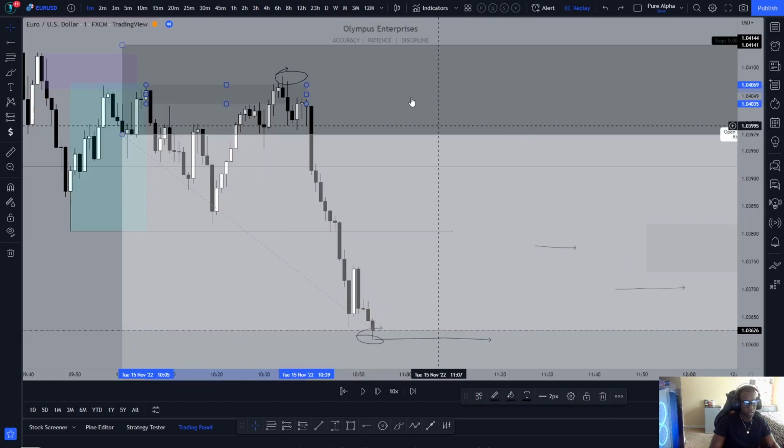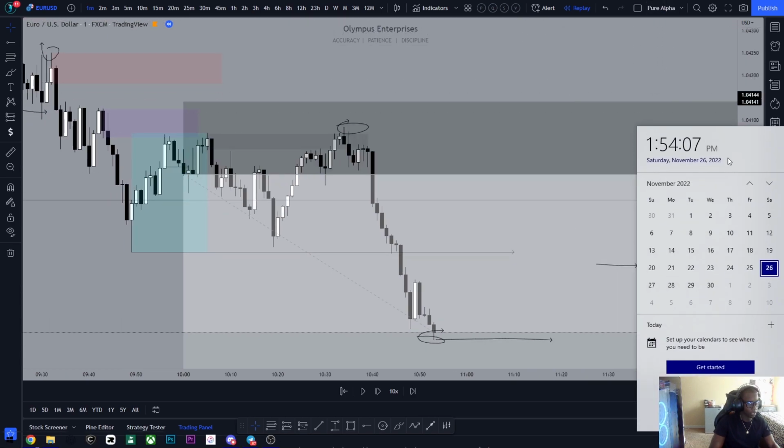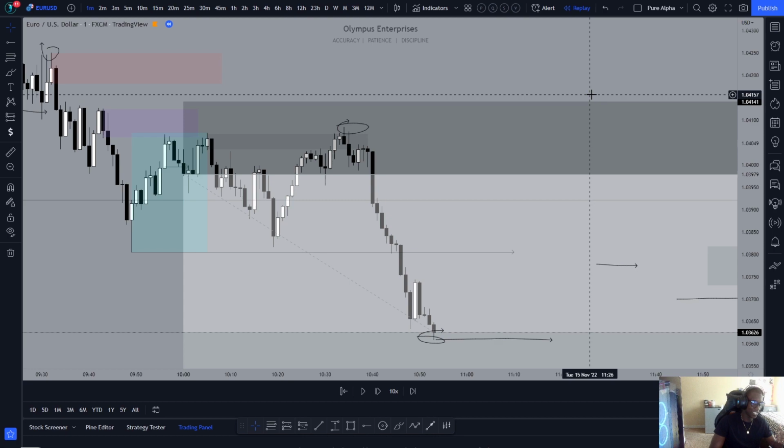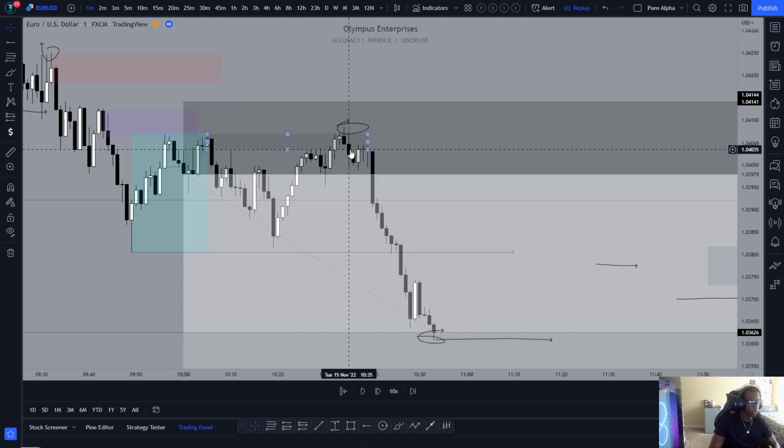This is another entry that I could have taken, but personally, as of today, which is 11/26/2022, I do not add to positions that are in drawdown. It's just my personal rule. But this is another entry. I'm always very aware that you can add an entry when you're in drawdown, but just for my risk reward and everything, I don't add entries.